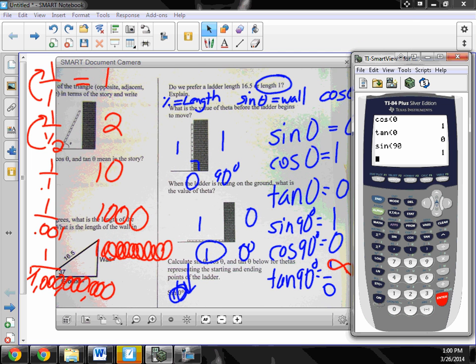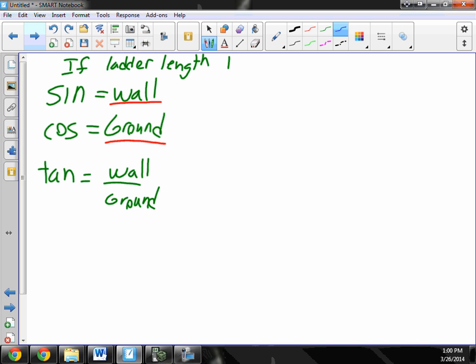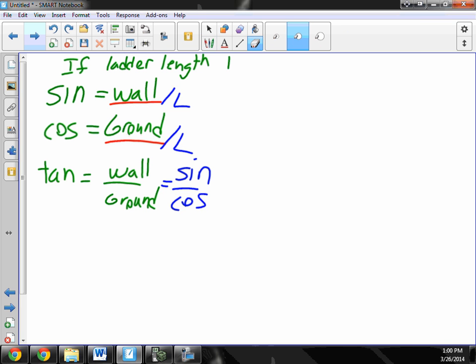But before you turn the page, I want to show you something you might not have noticed. If the ladder is length 1, sine is the wall, cosine is the ground, and tangent happens to be wall over ground. Therefore, tangent equals sine over cosine if the ladder is length 1. Everybody see that? Because normally, sine is wall over ladder, and cosine is ground over ladder. But if the ladder is length 1, then I can erase those ladders, and we just get wall and ground. Tangent is wall over ground, therefore tangent is sine over cosine.